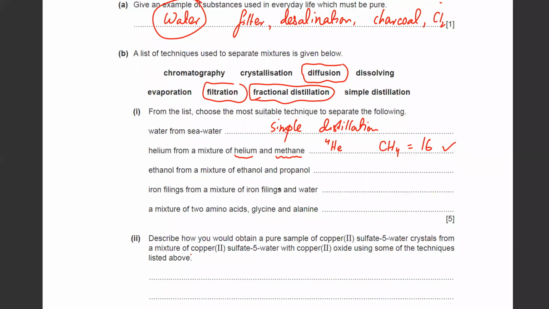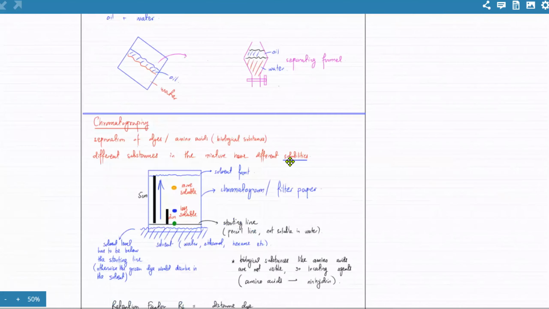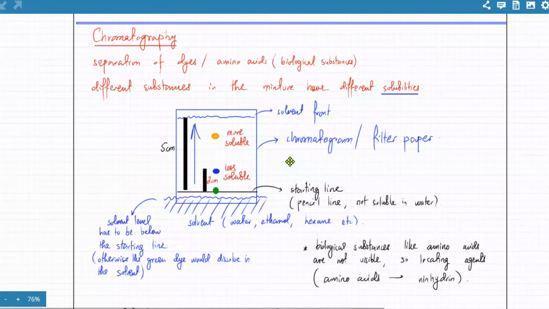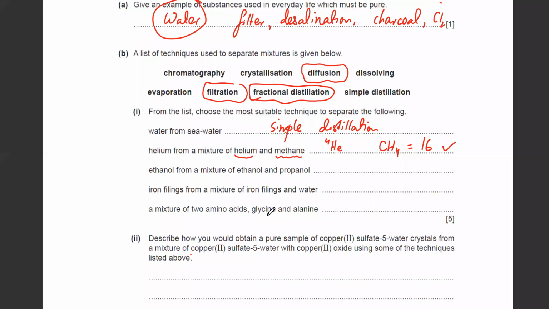And then I told you about amino acids. For amino acids, you use chromatography. Chromatography is specifically used to separate dyes and also other biological substances like sugars and amino acids. For amino acids, the thing is that they're invisible, which is why you need to spray the chromatogram with locating agents. Otherwise, you won't be able to see the spots that are forming. So that was chromatography.